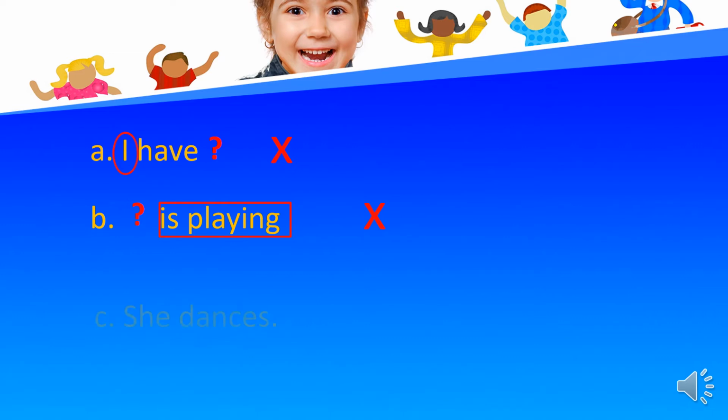Next example is "she dances." She is the naming word. Dances is the verb. If we ask who dances, the answer is she. And if we ask what does she do, we say that she dances. Therefore, this example is a sentence.